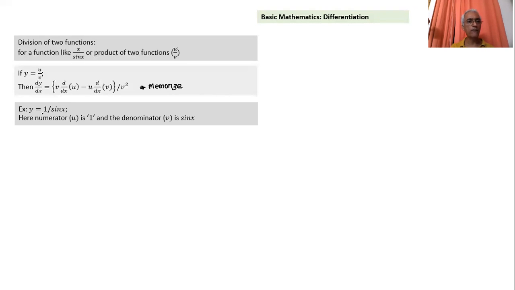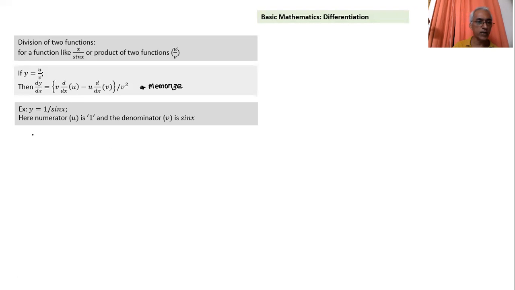If y is given as 1 by sine x, can we apply the division function here? Yes, we can. Even the numerator can be taken as a function: 1 is the first function and sine x is the second function. U is equal to 1 and v is equal to sine x. Numerator function is a constant function, denominator function is sine function. We can do that also. So let's apply this here. Can we solve this function?